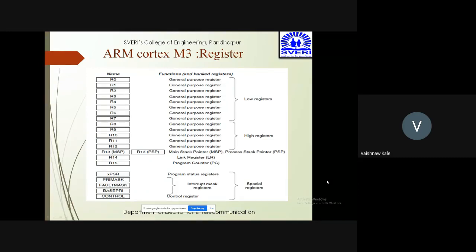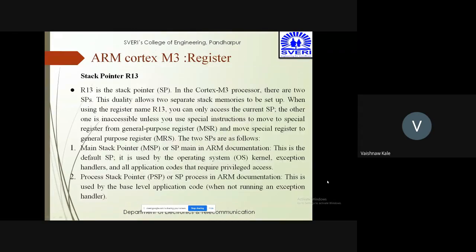So you can see that R0 to R12 are the general purpose registers, in which R0 to R7 are the low registers and R8 to R12 are high registers. R13 is the main stack pointer and process stack pointer, R14 is the link register, R15 is the program counter, then xPSR is the program status register, then PRIMASK, FAULTMASK, BASEPRI are the interrupt mask registers, which are called special registers, and the last one is the control register, given by CONTROL.